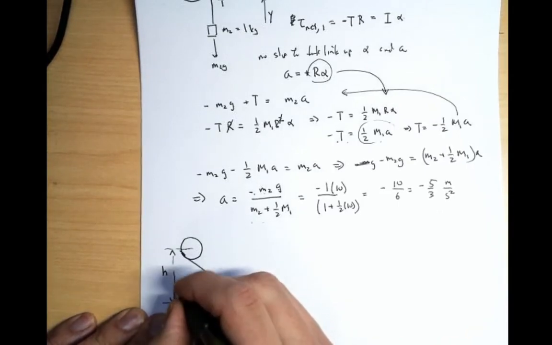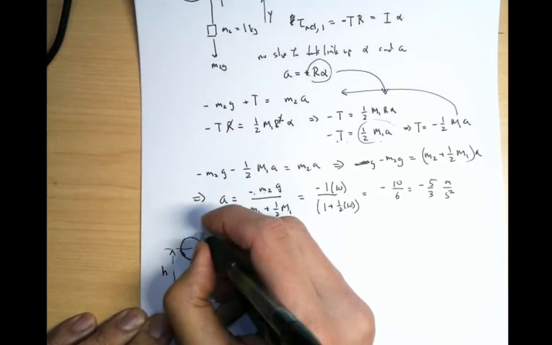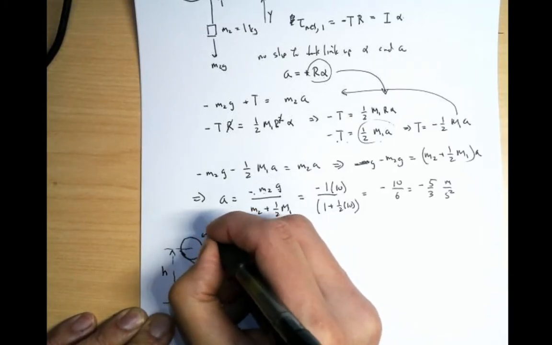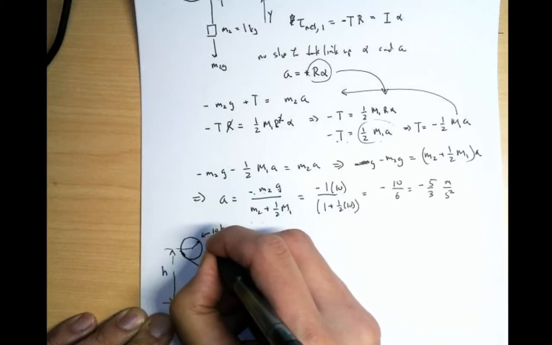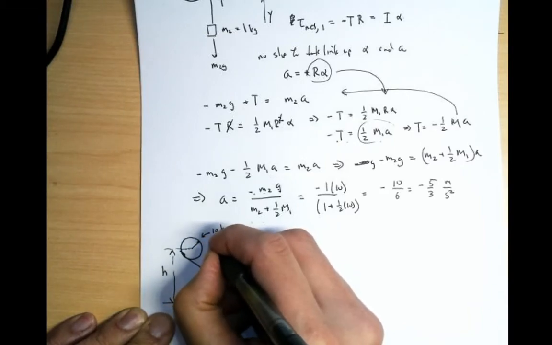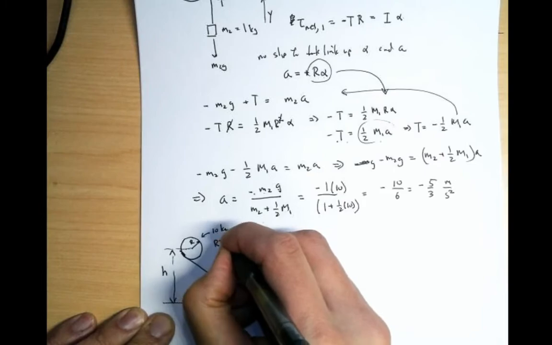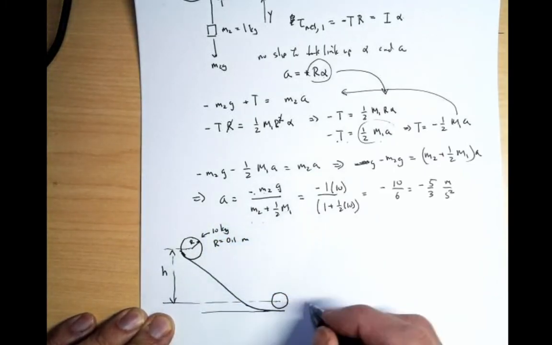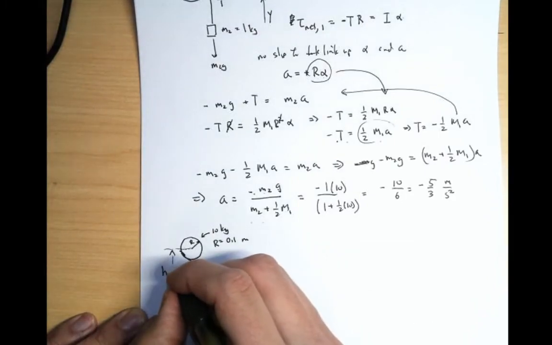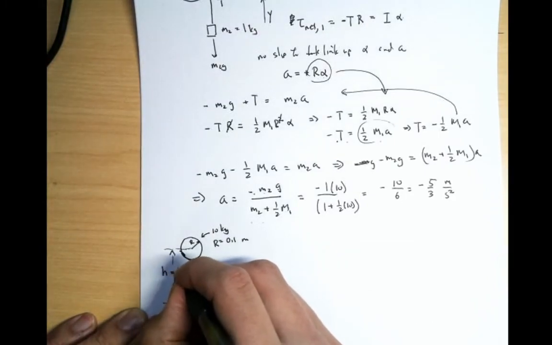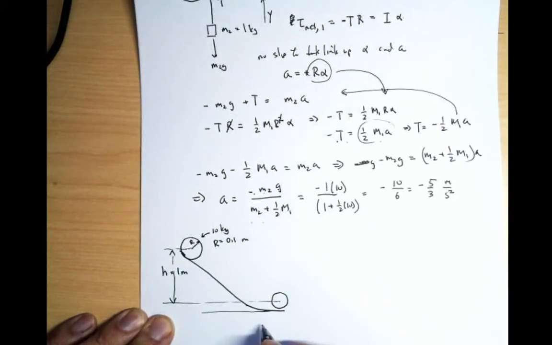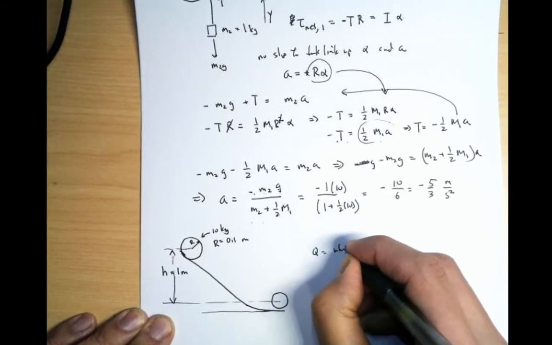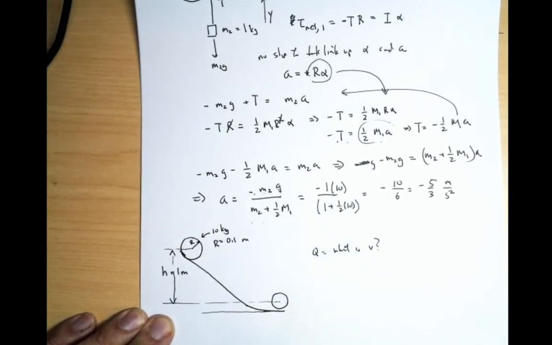Let's say this gives this thing some mass. This is a 10 kilogram mass. R here is equal to 0.1 meters. And this thing is going to roll down a height of about 1 meter. And the question is, what is V at the end?